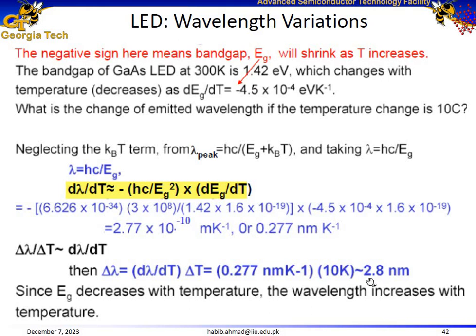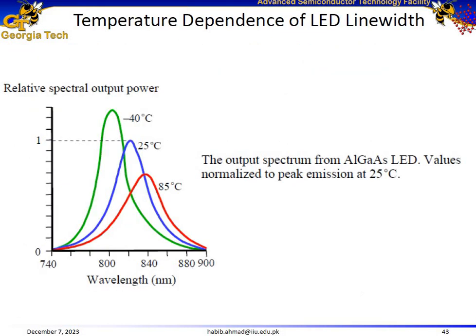This means that with increase in temperature, the peak wavelength is going to shift towards the right. It's going to increase by 2.8 nanometers. And with a decrease in temperature by 10 degrees C, it's going to move towards the left by 2.8 nanometers.